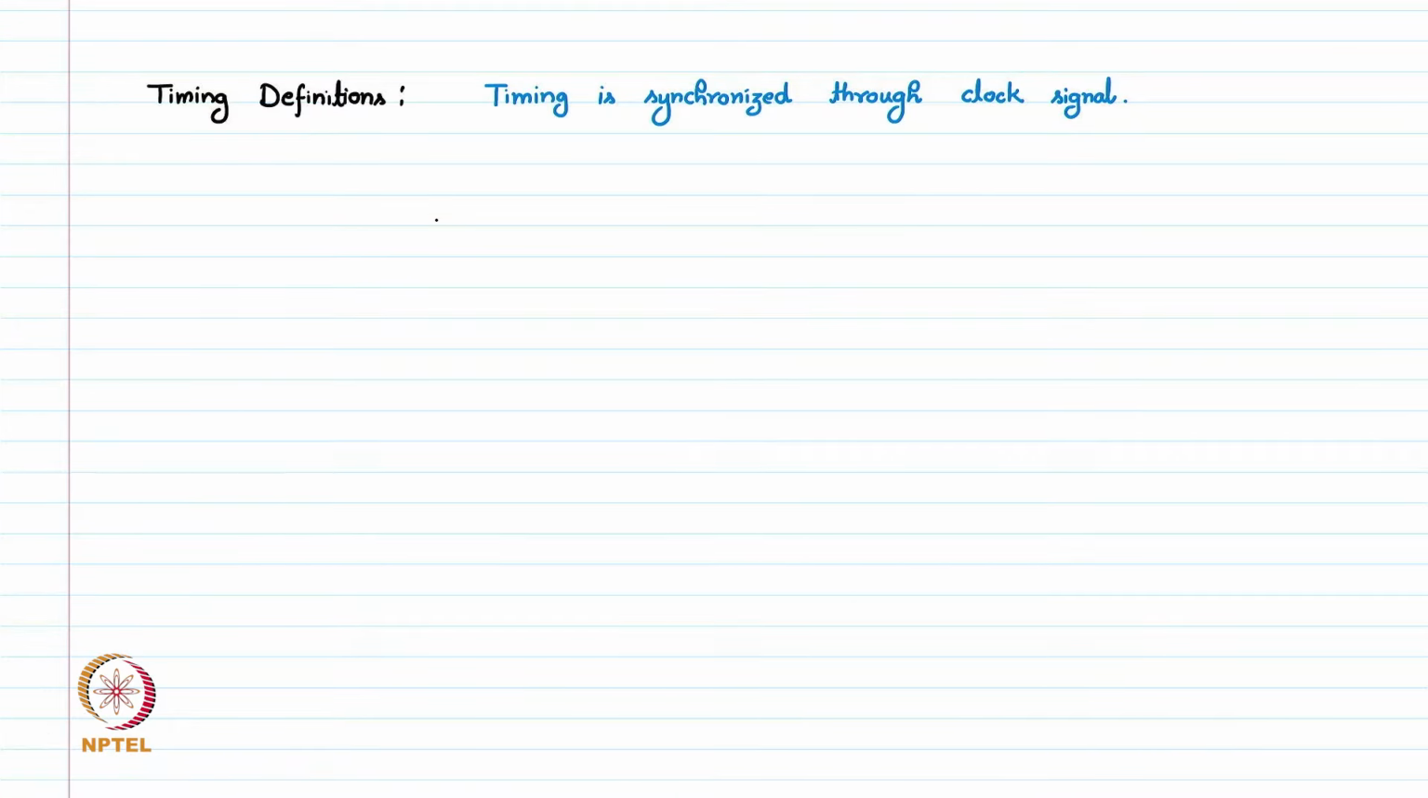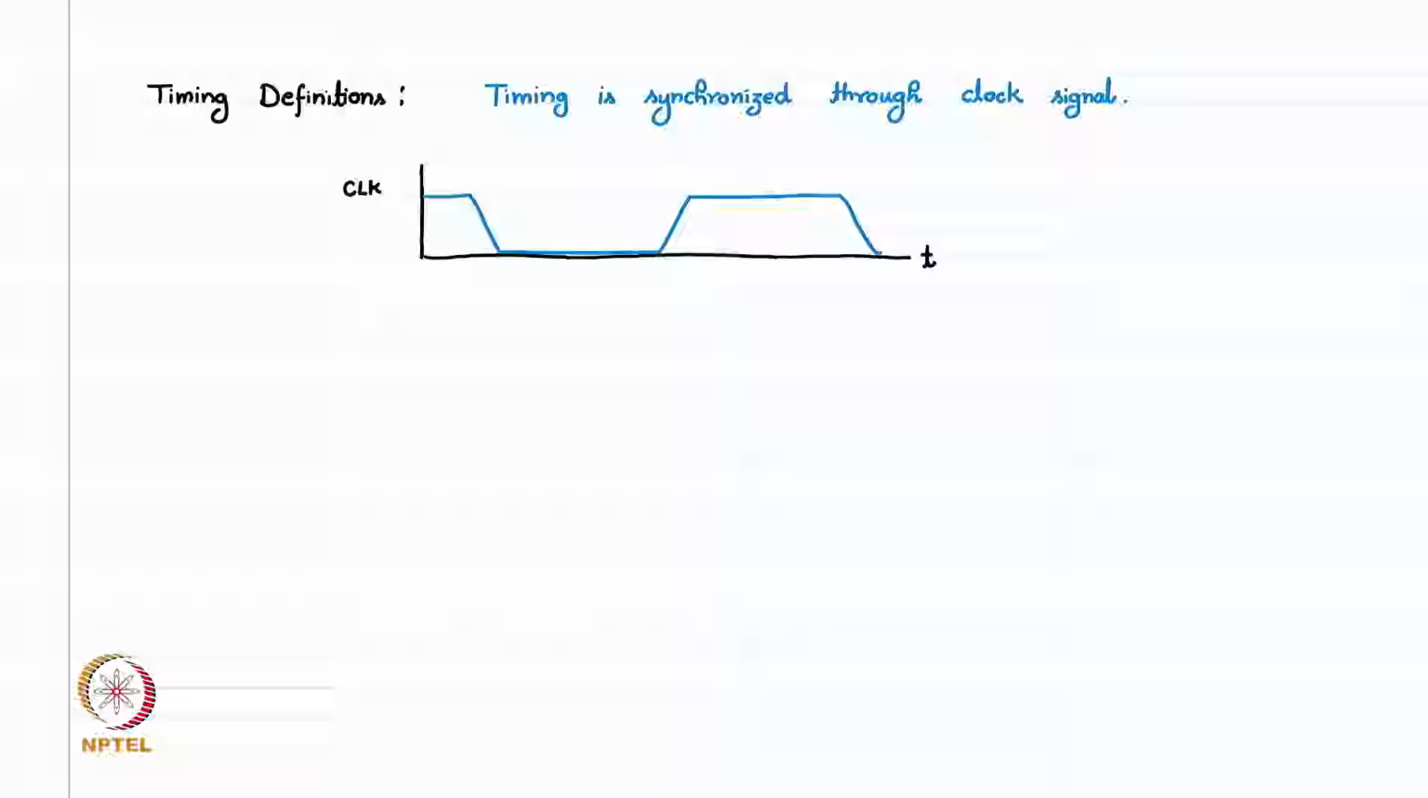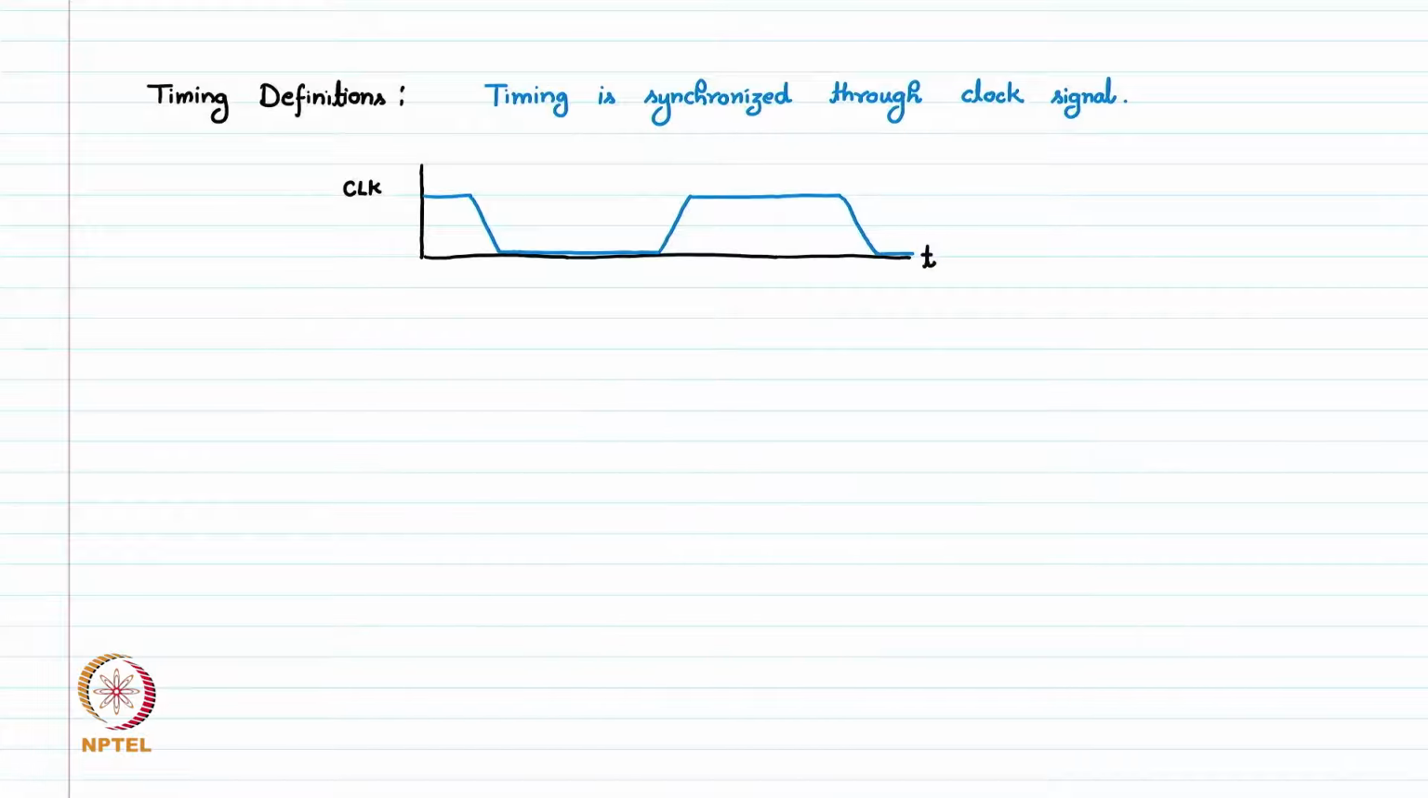Now, let us see, we have a clock signal. So, let us say this is clock CLK, this is time axis, and we have clock something like this. This is how the clock looks like.